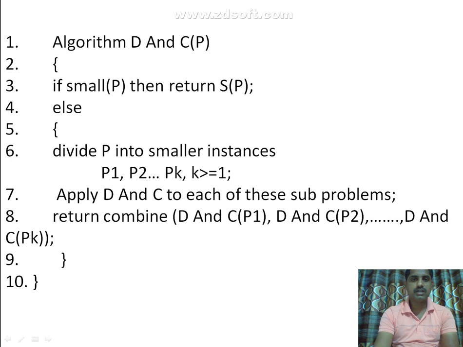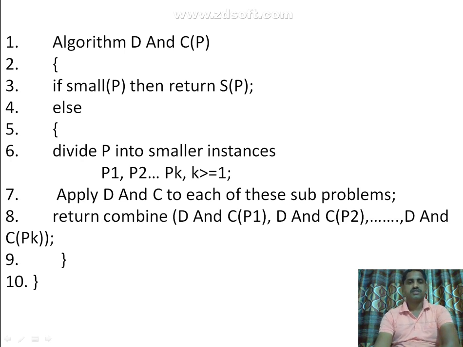See here, algorithm DAndC of a particular problem P. If Small(P), that is, the problem given is small, then return the solution of the particular problem. Otherwise, divide P into smaller instances P1, P2, and so on up to Pk, where k is greater than or equal to 1, apply DAndC to each of these subproblems, and return Combine of DAndC(P1), DAndC(P2), and so on up to DAndC(Pk).